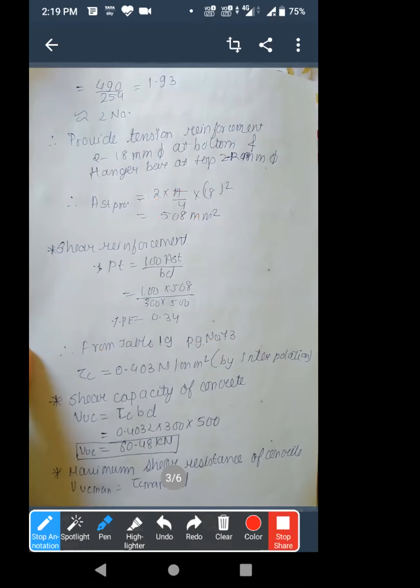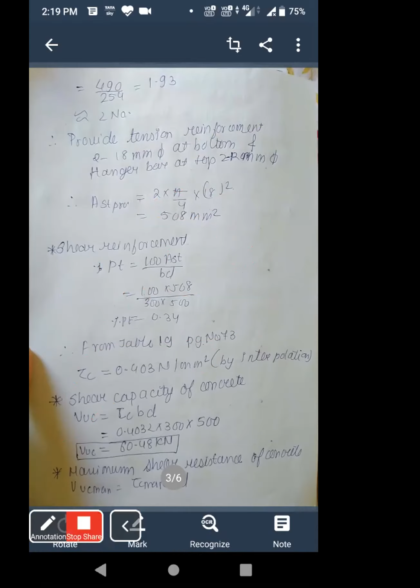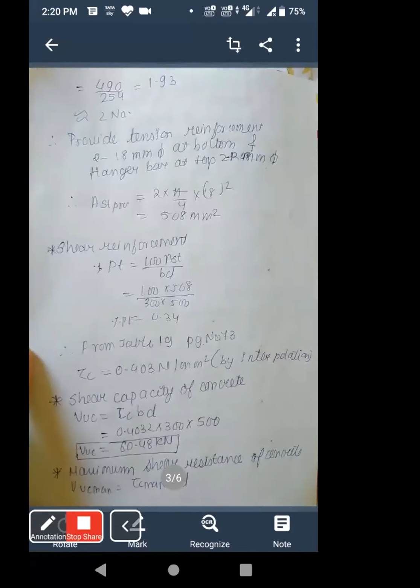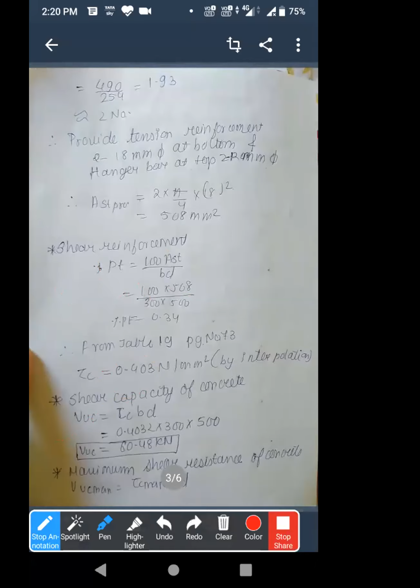Now you have to go for the shear capacity of the concrete, that is Vuc. We are finding the tau c value since we have to find the Vuc, that is nothing but the shear resistance of the concrete. For that, we have done all this calculation. Now here you got the value of tau c. You can put this value in this, and you will find the Vuc value, that is 60.48.